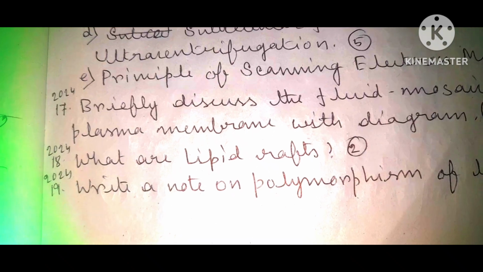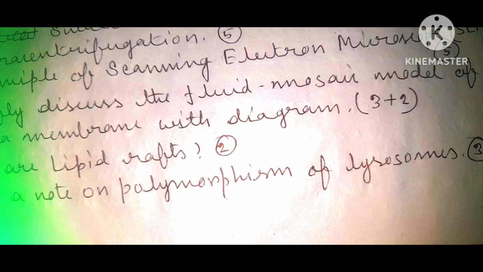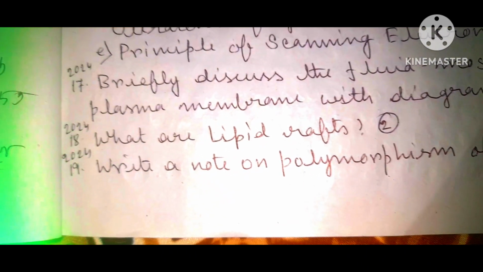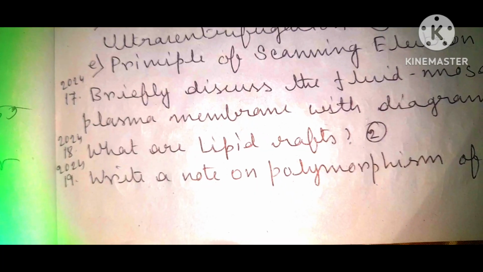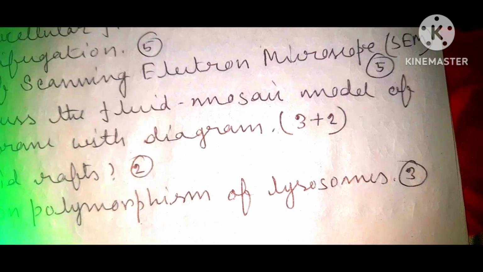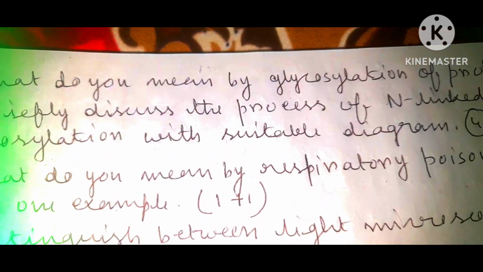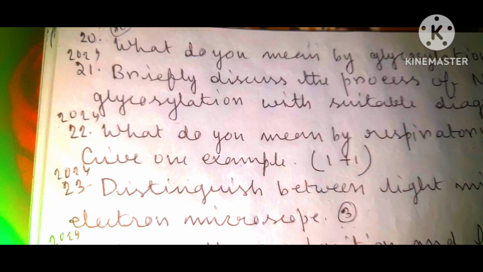Briefly discuss the fluid mosaic model of plasma membrane with diagram, carrying 3 plus 2 marks. What are lipid rafts, carrying 2 marks? Write a note on polymorphism of lysosomes, carrying 3 marks. What do you mean by glycosylation of proteins, carrying 1 mark?